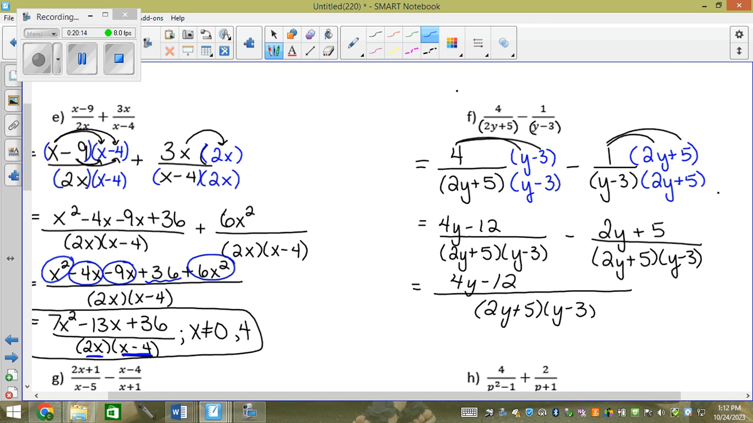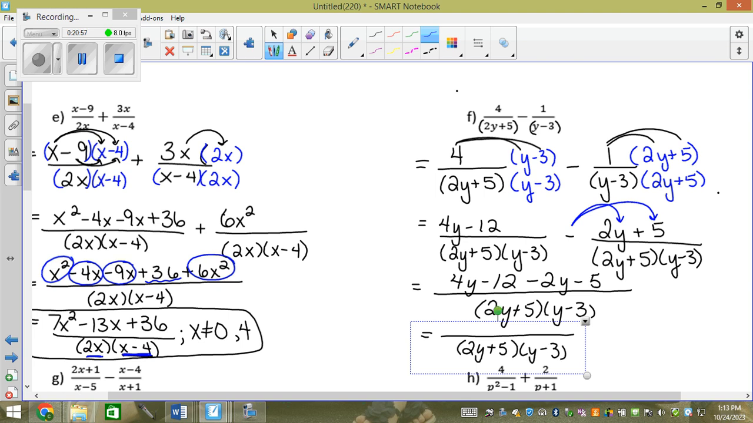What do I have to remember with the subtraction, guys? Because if you don't, you're going to make this mistake every time. It subtracts everything. We agree? Does it subtract both the 2y plus 5, or does it just subtract the 2y? So we subtract the 2y, and we have to subtract the 5. So don't forget. So the denominator, I have 2y plus 5 and y minus 3.